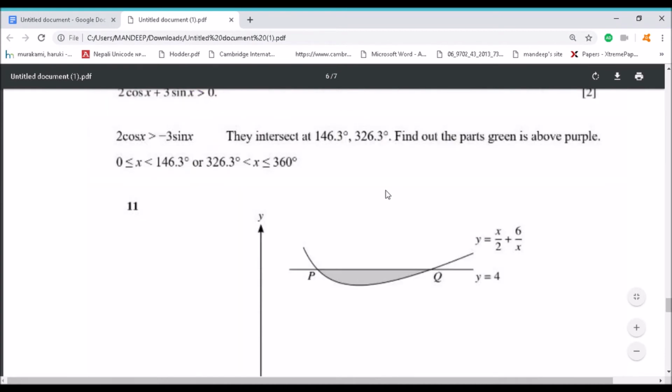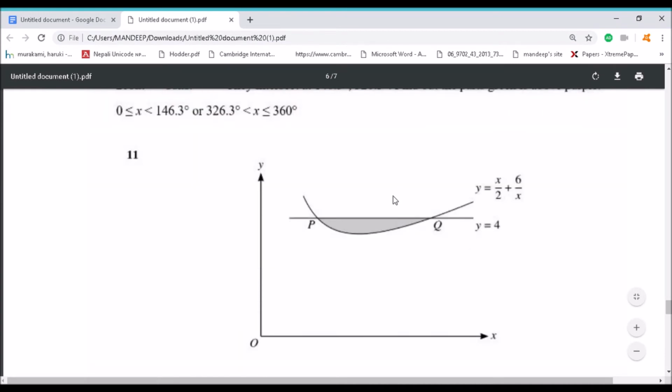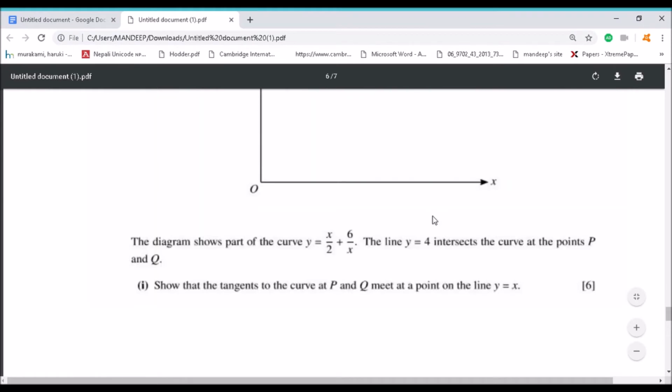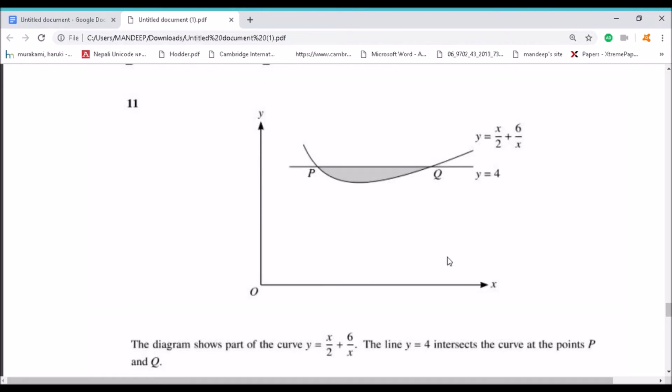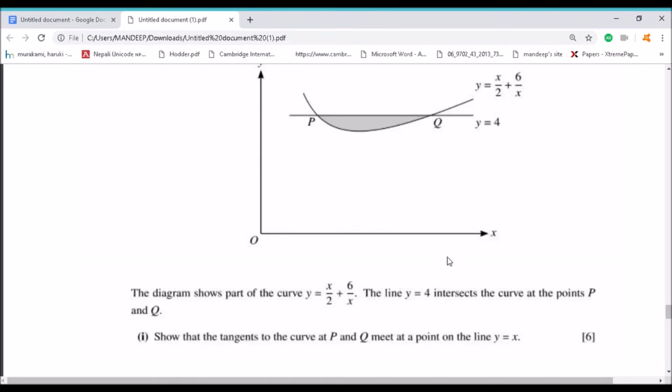So let's move into the last question, I guess. We are given the curve y equals x divided by 2 plus 6 divided by x, and the line y equals 4. The diagram shows part of the curve y equals x over 2 plus 6 over x. The line y equals 4 intersects the curve at the points P and Q.